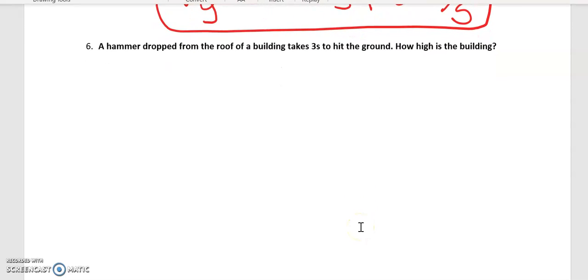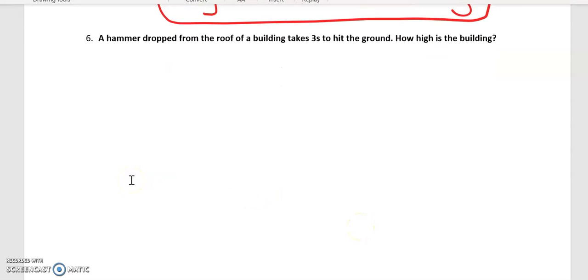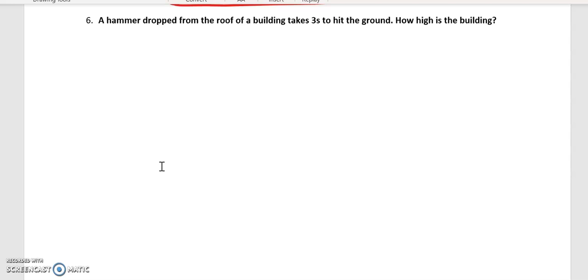So let's do number 6 as well. A hammer dropped from the roof of a building takes 3 seconds to hit the ground. How high is the building? Okay, so let's draw the diagram. The hammer is dropped. Now it says it's dropped. When you drop an object, initial velocity is 0. You don't throw it, you just drop it. So this is the building.